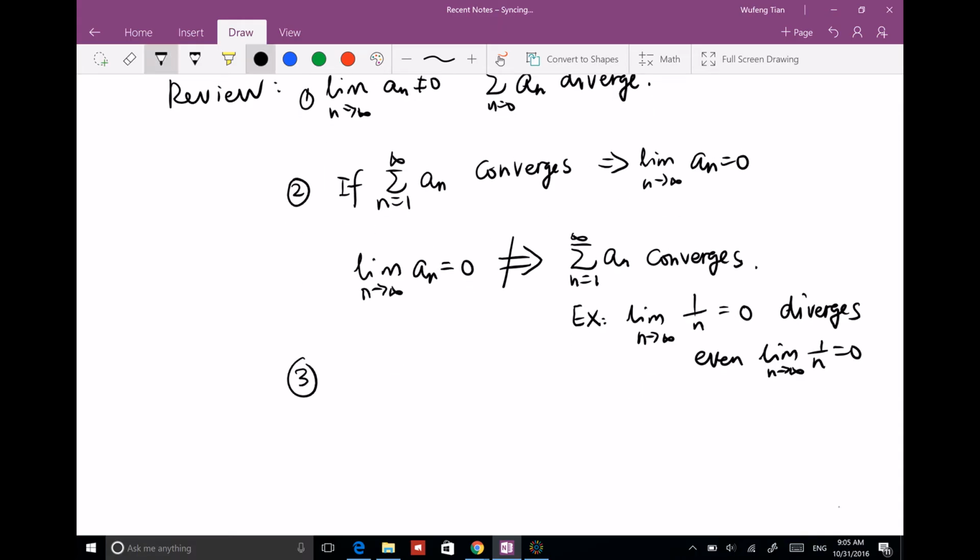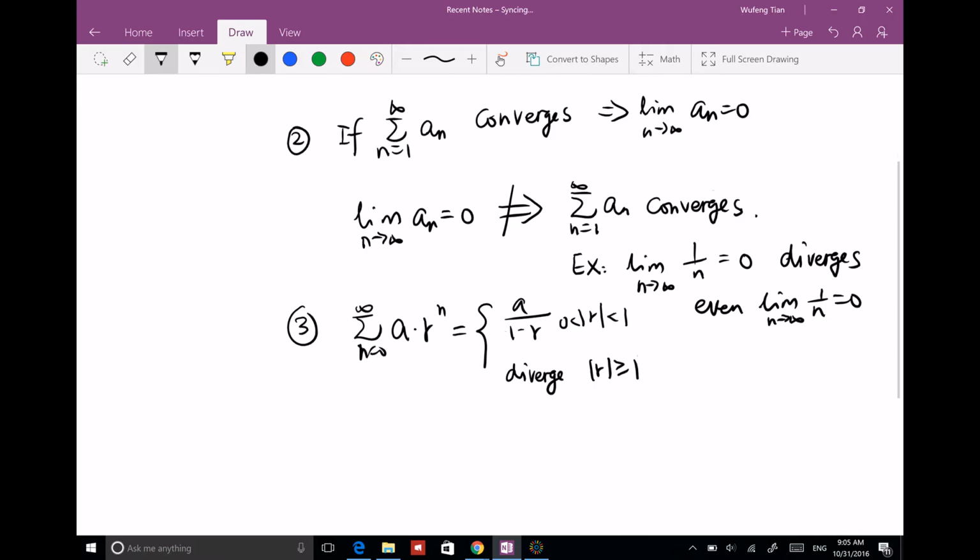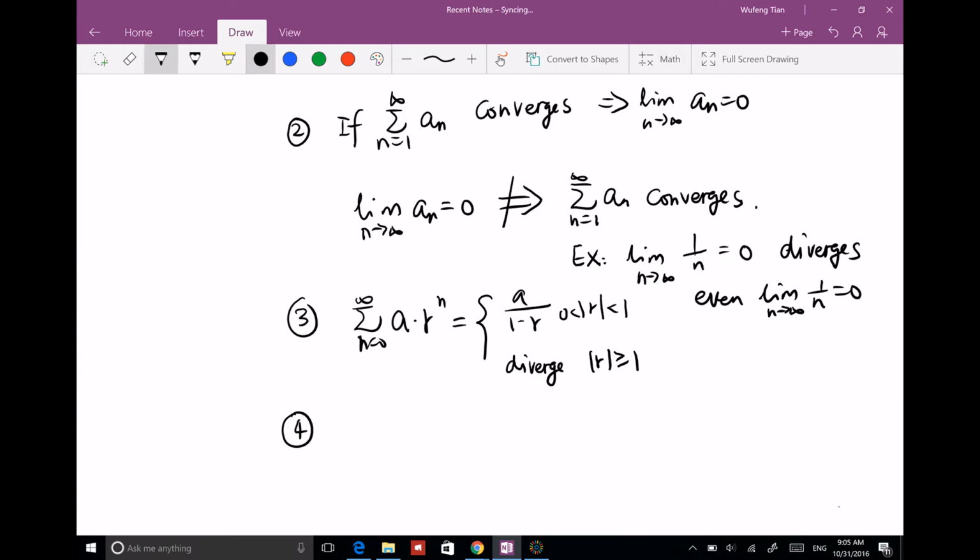And then third, we also learned the geometric series. The sum from n equals 0 to infinity of a times r to the power n equals a over 1 minus r if the ratio r is less than 1, and diverges if r is bigger than or equal to 1. Okay, the geometric series. And we also explained the p-series, the sum from n equals 1 to infinity of 1 over n to the power p. It converges if p is bigger than 1.